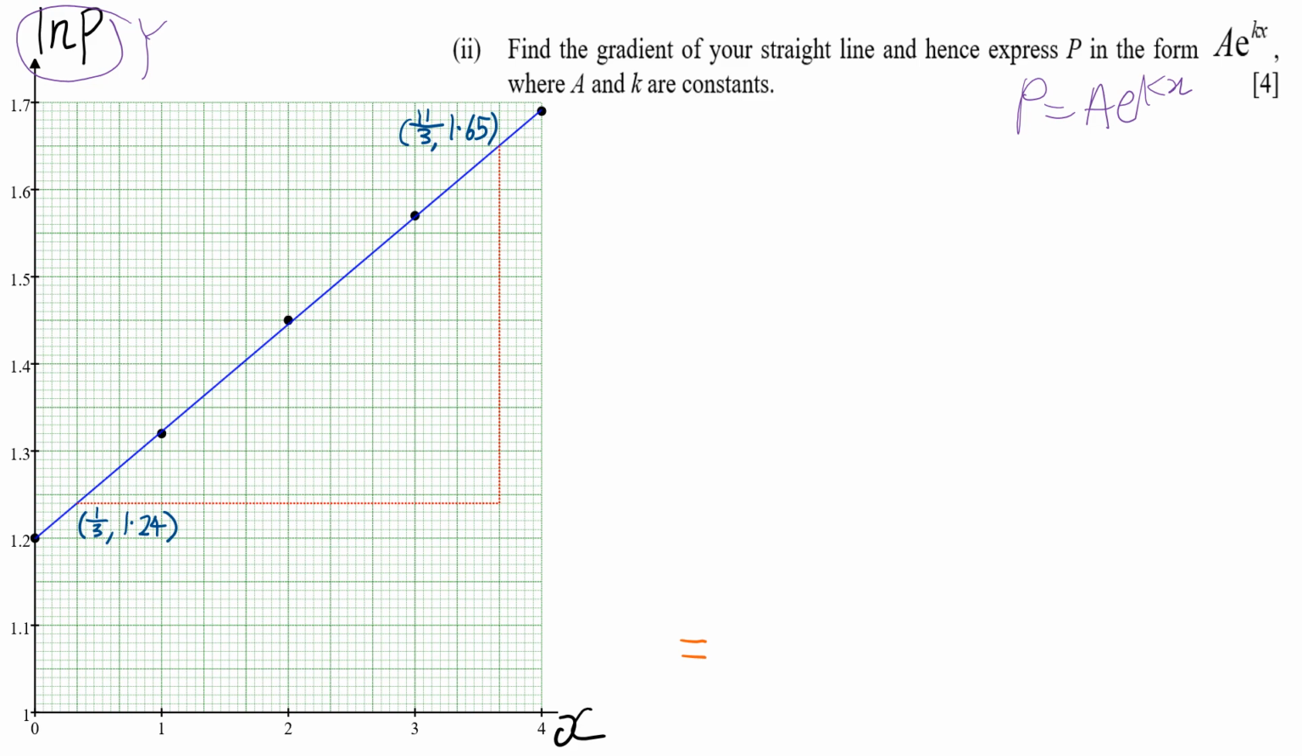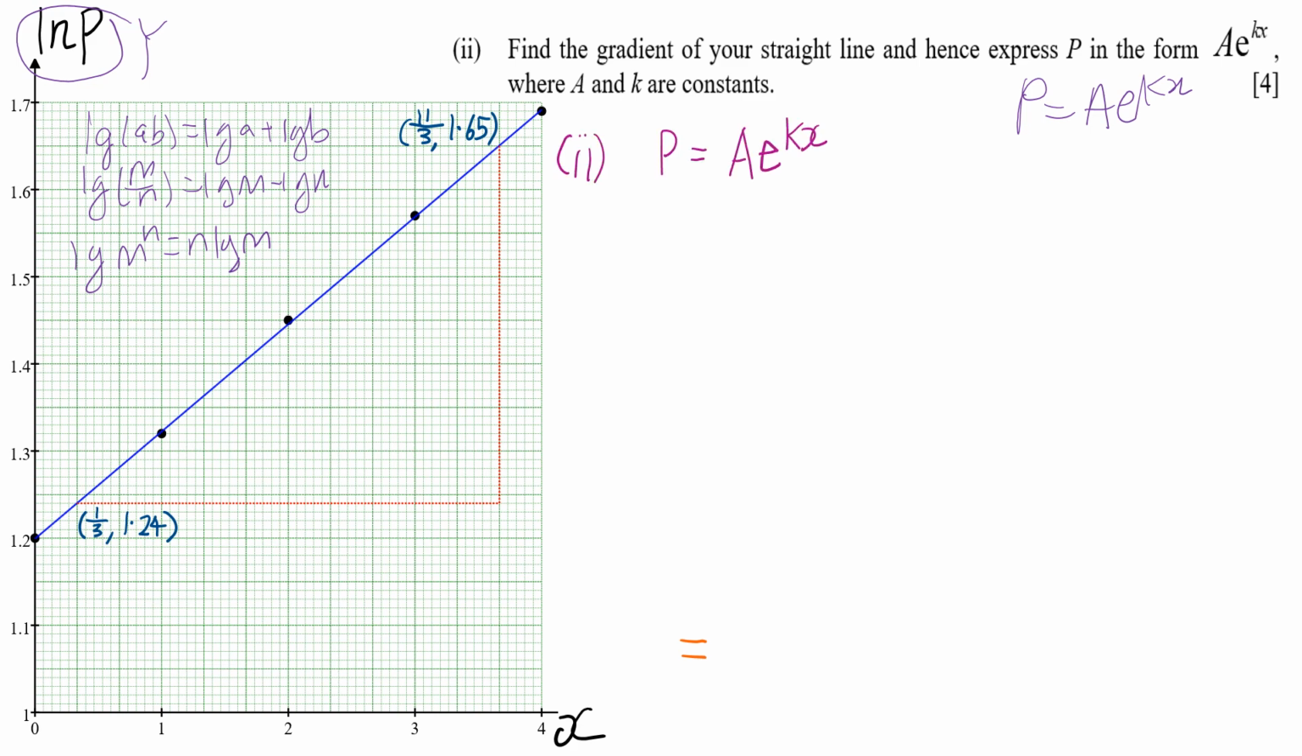If you've forgotten the rules, you need to know the 3 rules of logs: log of AB gives you log A plus log B, log of m over n gives you log m minus log n, and log of m to the power n gives you n log m. Just go and revise this if you have forgotten them. So we're going to bring a natural log to both sides.